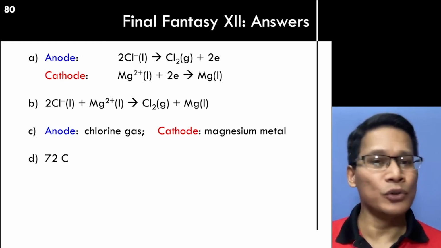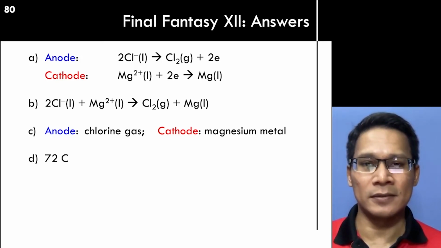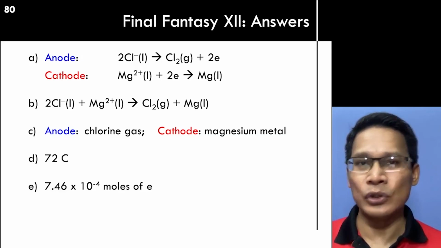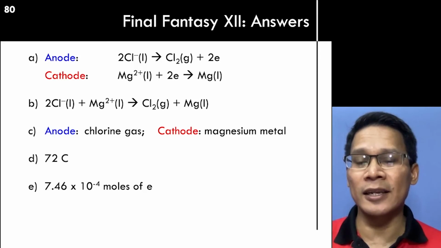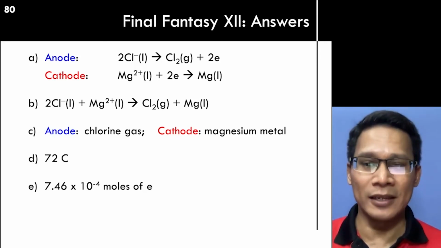For D, use the formula C equals I times T. For E, use the formula C equals NE times F. Since we already know the value of C in question D, we can easily calculate the number of moles of electron, or Ne.